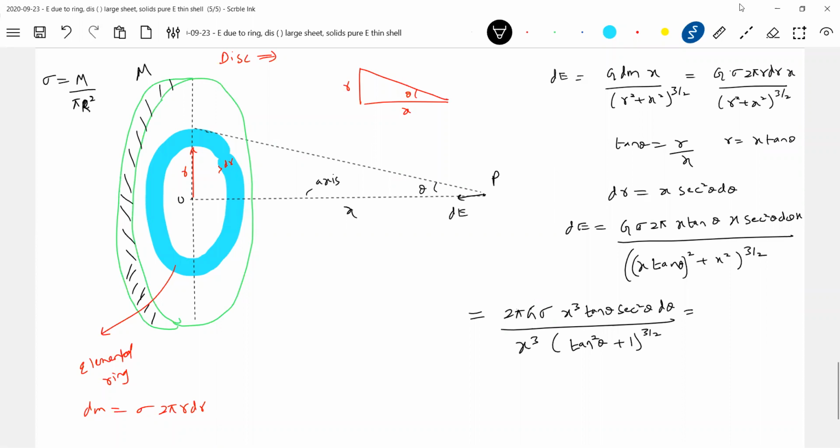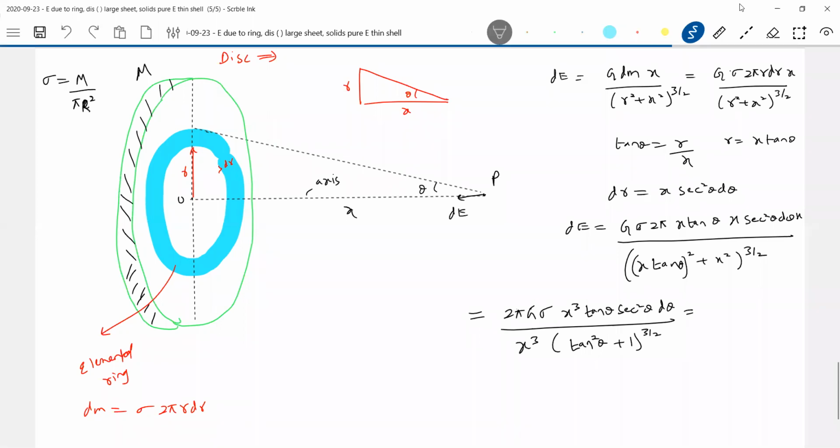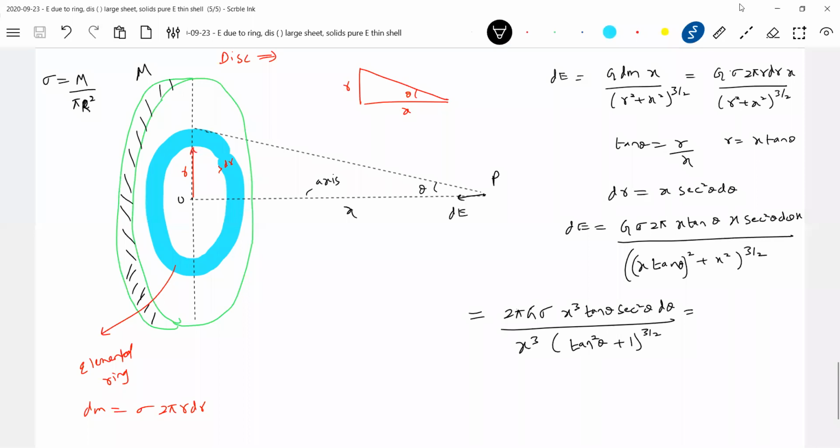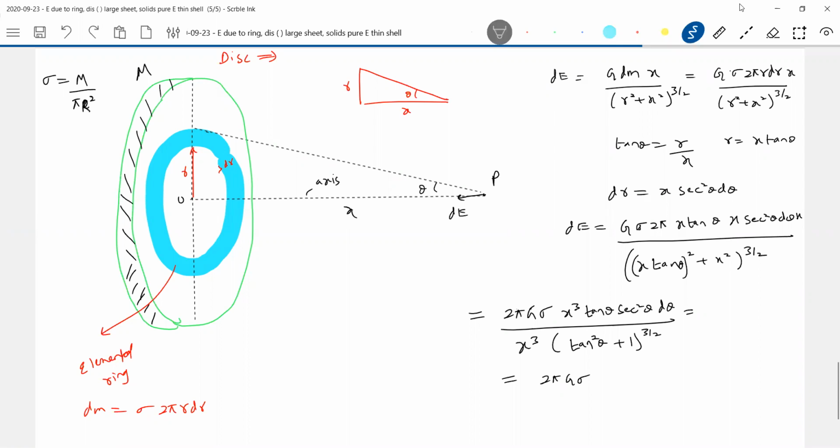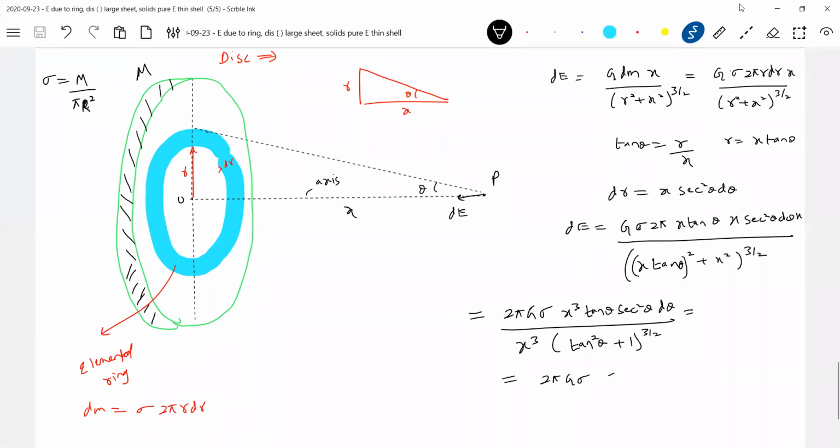I think if I simplify this, x cube gets cancelled. Tan theta is there. From here, secant square theta, secant cube theta, here secant theta will come. So finally I'll end up with only.